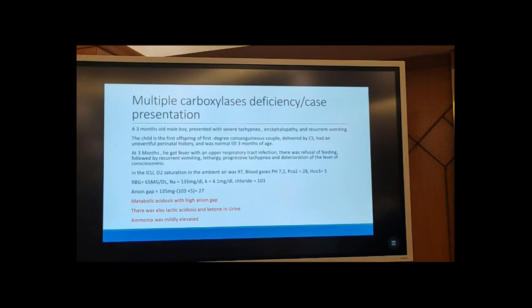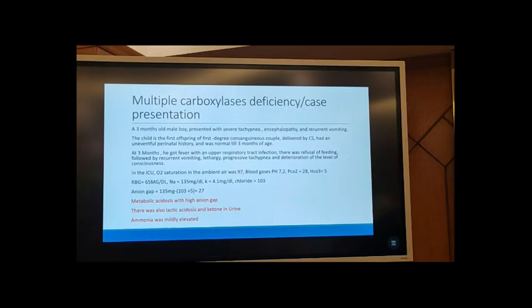This patient at 3 months got fever with upper respiratory tract infection, followed by refusal of feeding, vomiting, lethargy, and then progressive tachypnea and deterioration of the level of consciousness. His oxygen saturation was okay, but his blood gases demonstrated that the pCO2 was low and the pH was 7.2. So this patient had a metabolic acidosis. He had an anion gap more than 20. The anion gap was 27. So this was a metabolic acidosis with an increased anion gap.